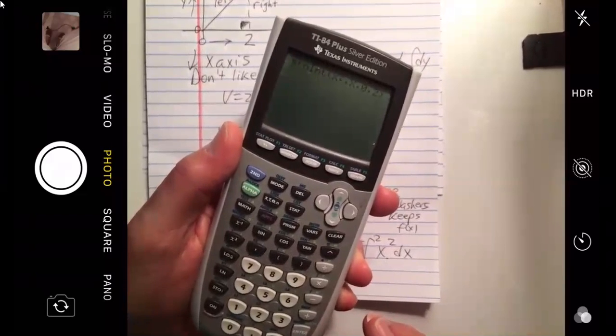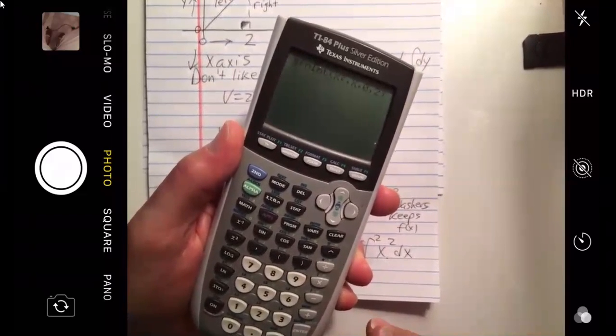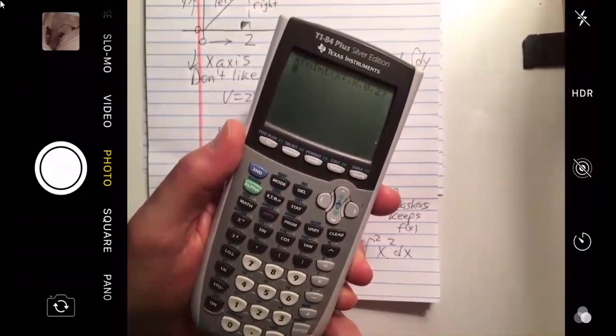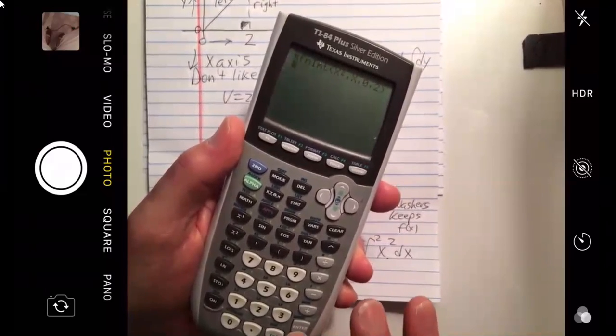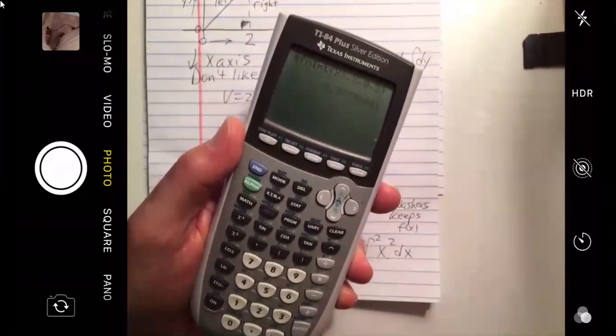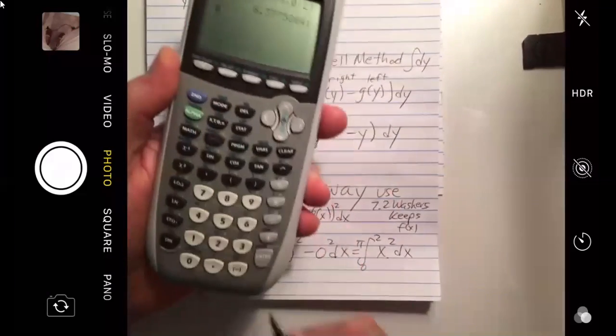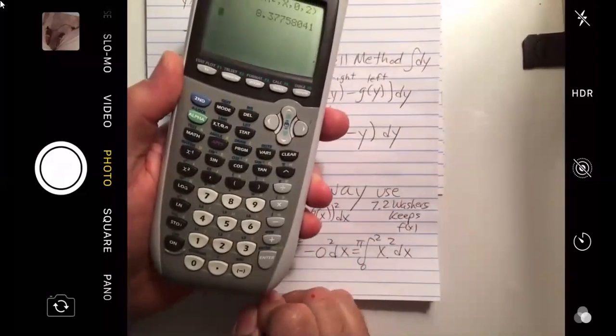In the normal classroom, I'd have everybody give us a drum roll because the drama should be very heightened here. Can you stand the drama? Is this going to work out the same? Doggone it, it does. It's amazing. 8.3775.